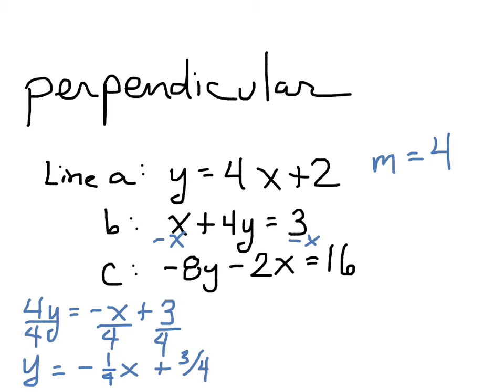So what's the slope of line B? What number's in the M spot? Negative 1/4.